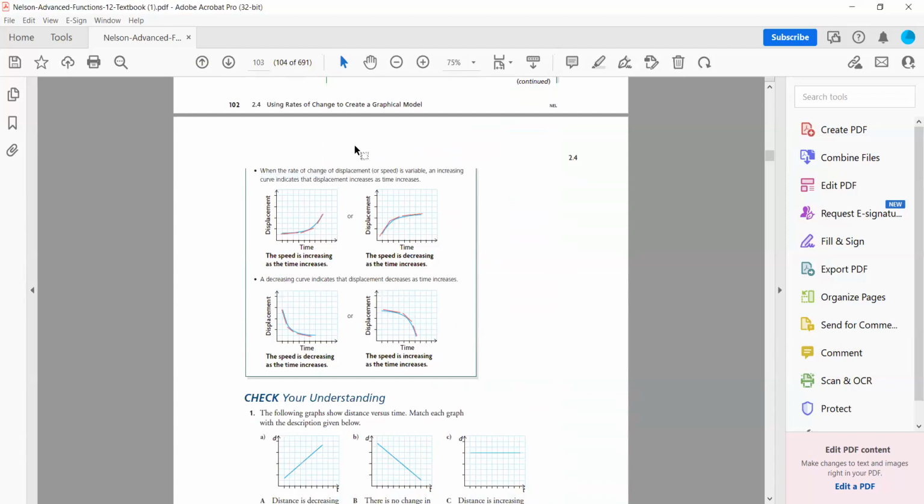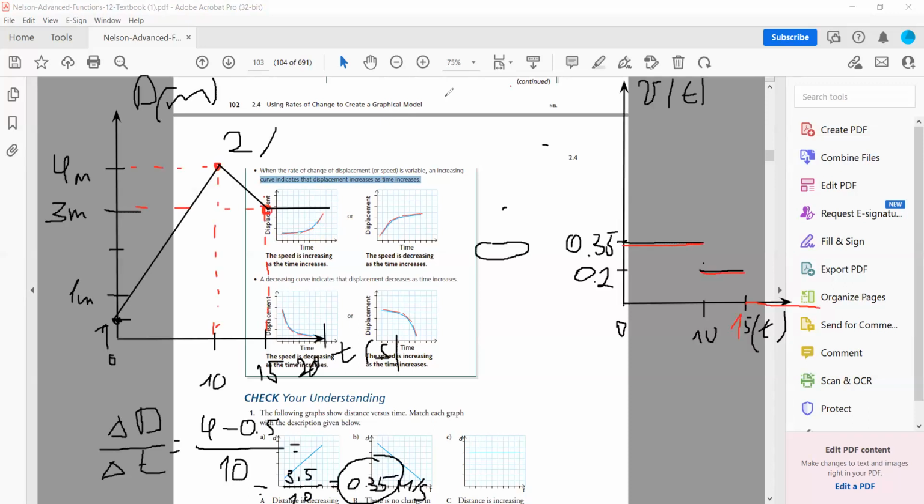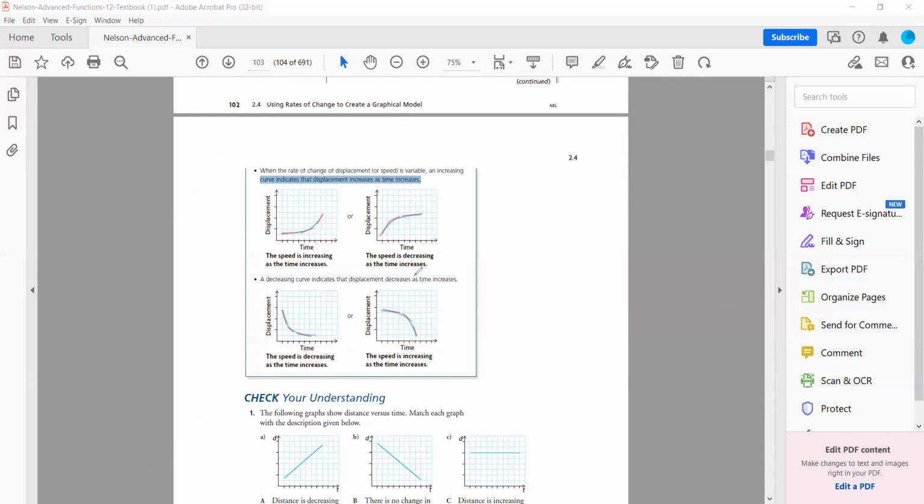When the rate of change of displacement or speed is variable, an increasing curve indicates that displacement increases as time increases. You can see that the slope of a tangent line becomes steeper with respect to time. The speed is increasing as the time increases.